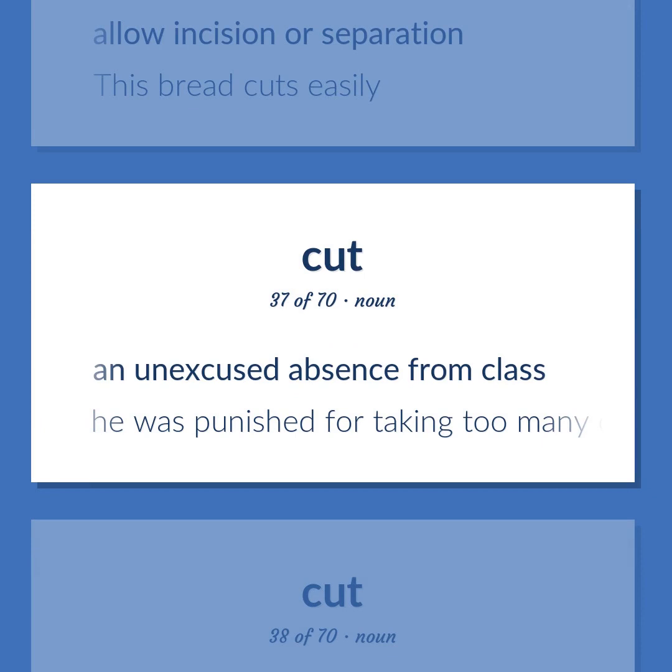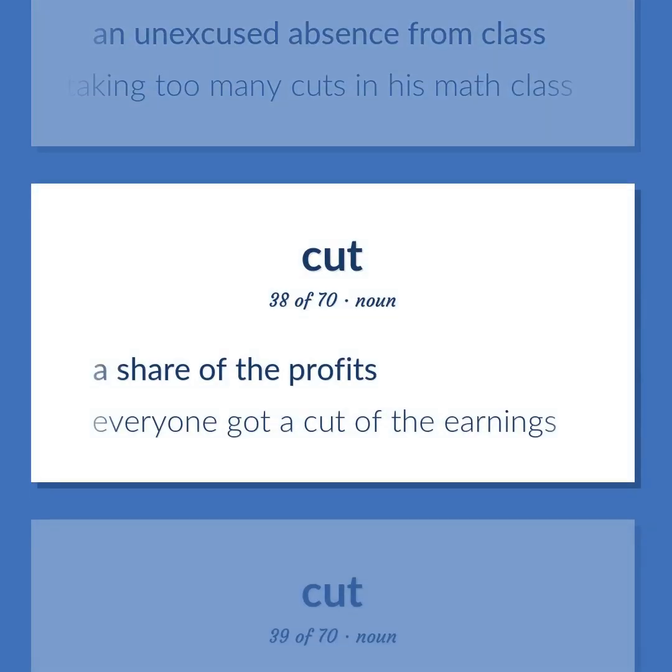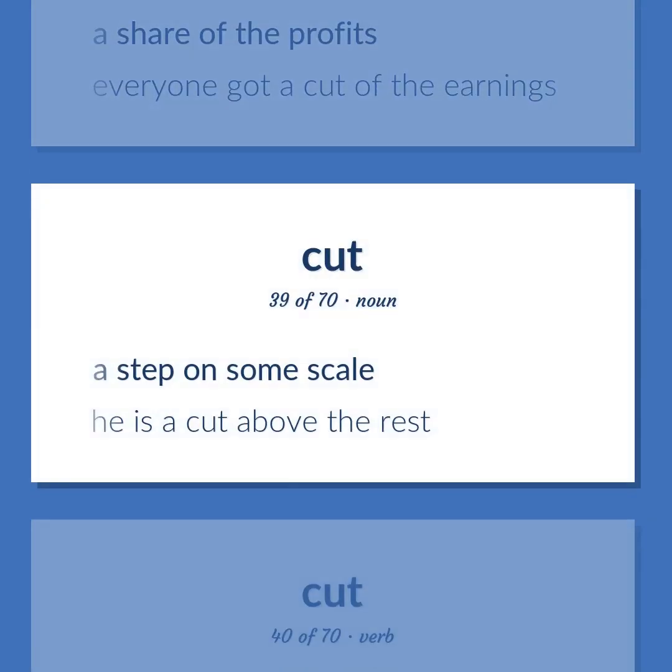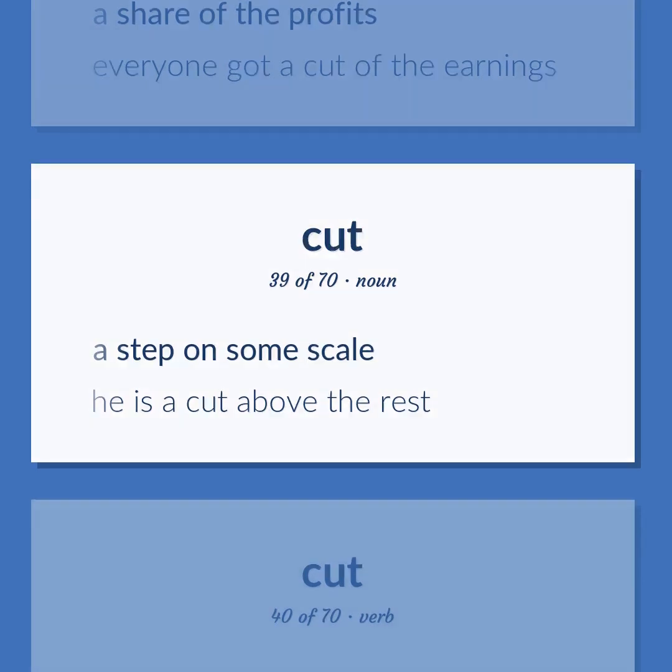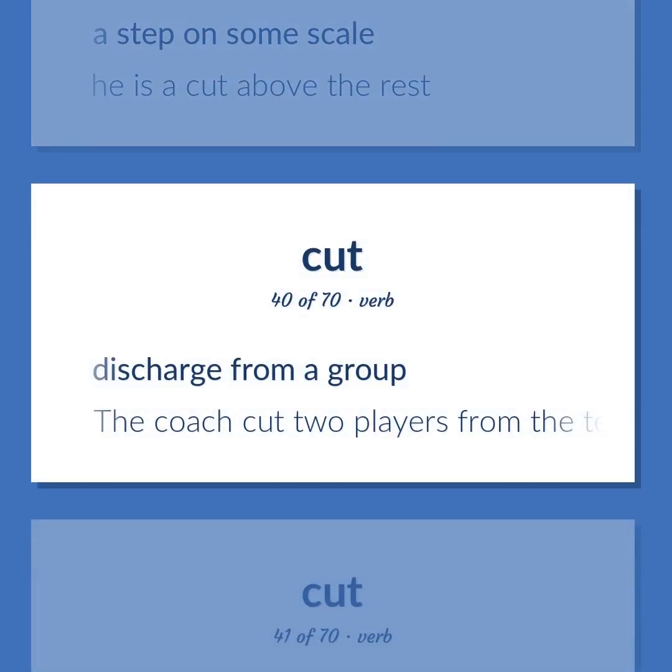An unexcused absence from class. He was punished for taking too many cuts in his math class. A share of the profits. Everyone got a cut of the earnings. A step on some scale. He is a cut above the rest. Discharge from a group. The coach cut 2 players from the team.